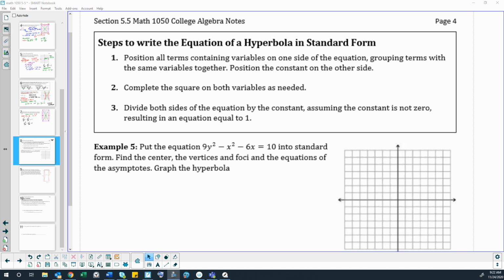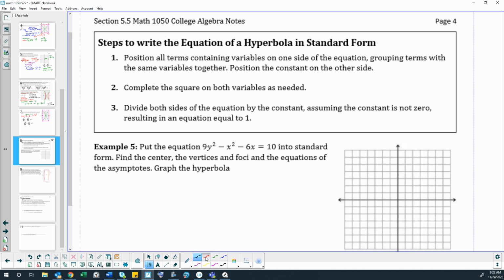Alright, section 5.5, hyperbolas. As usual, we have this problem where we have to take an equation in general form and change it to standard form so that it's easier to graph. So here's kind of our step-by-step instructions.